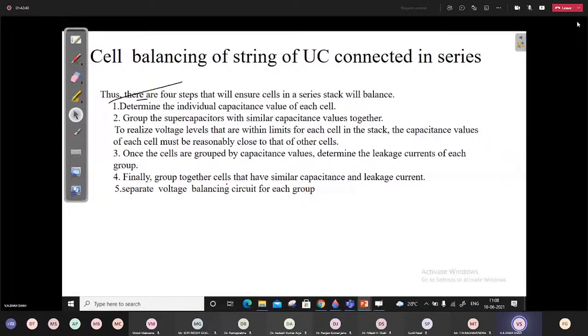Finally, group together cells that have similar capacitance and leakage current, and use a separate voltage balancing circuit for each group. Then we connect a separate voltage balancing circuit for each group, and that way we can do the balancing of these supercapacitors. And this is what has been shown here. You can see one voltage balancing circuit here, this is another, and this is a third. And of course, this voltage balancing circuit is very simple and very cost effective.